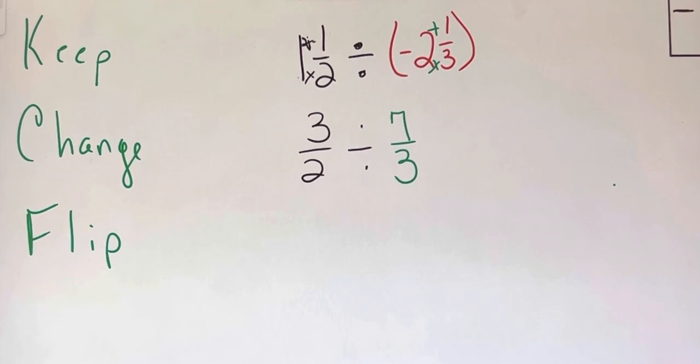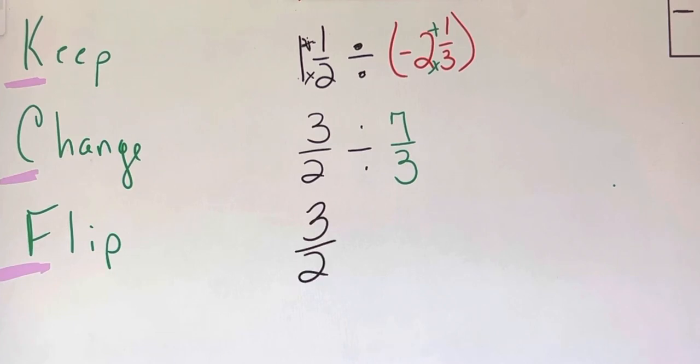When we're dividing or multiplying fractions, we do not need a common denominator, but we are going to follow the rule keep, change, flip. Keep, change, flip. So keep means I'm not going to make any change to the first number. It stays exactly the way it is. Change, we're going to change division to multiplication. So instead of having a division sign here, we're going to change that to multiplication.